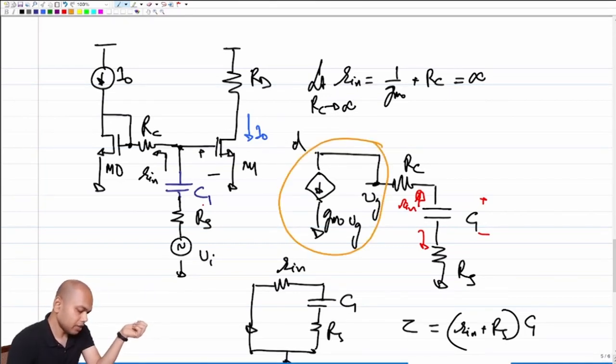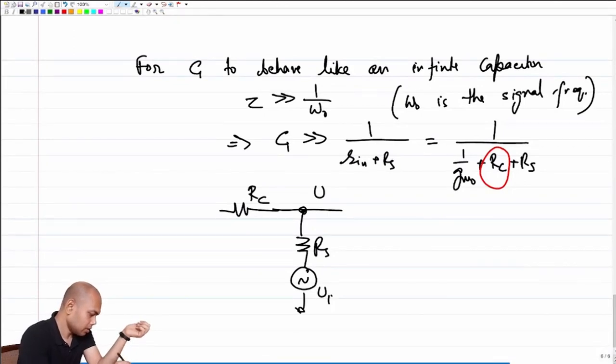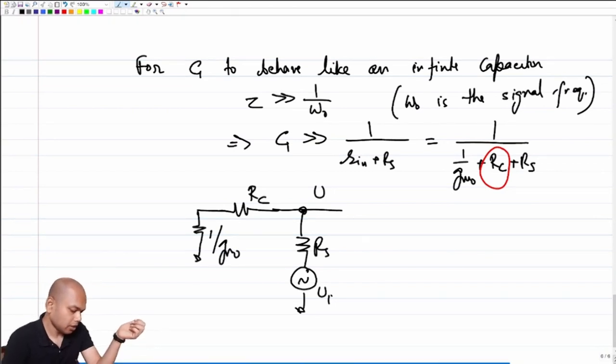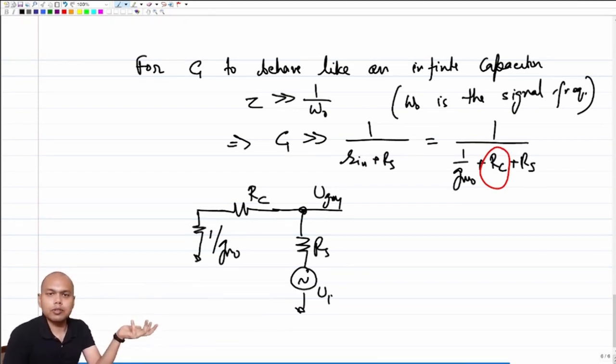And what was the impedance looking into this node, into the gate of this contraption? Because the gate and drain are connected, it was 1 over GM naught. So essentially this becomes 1 over GM naught, right? So let's say VGM1. We need to figure out what is the constraint on RC such that VGM1 is almost equal to VI, right?